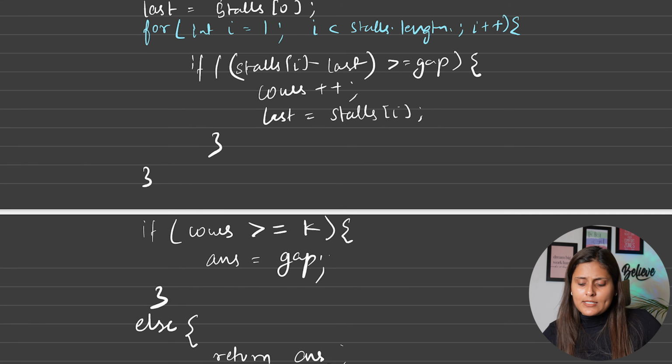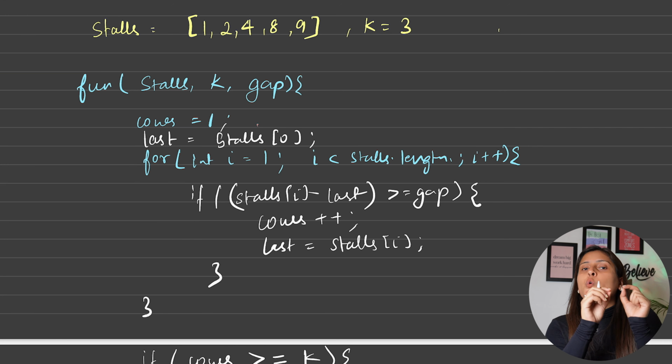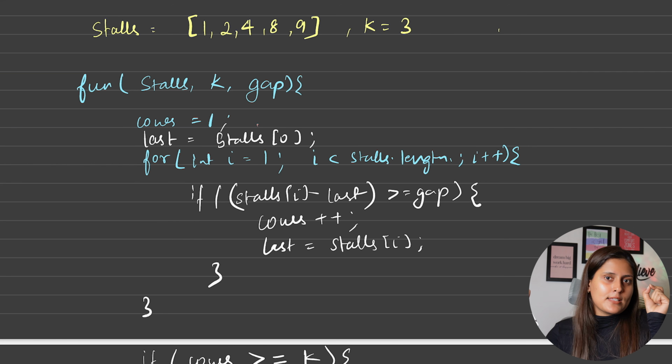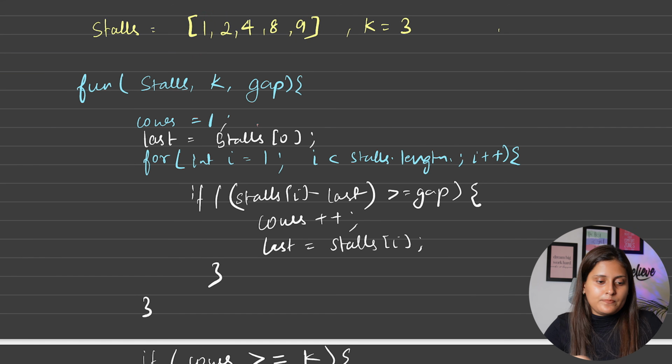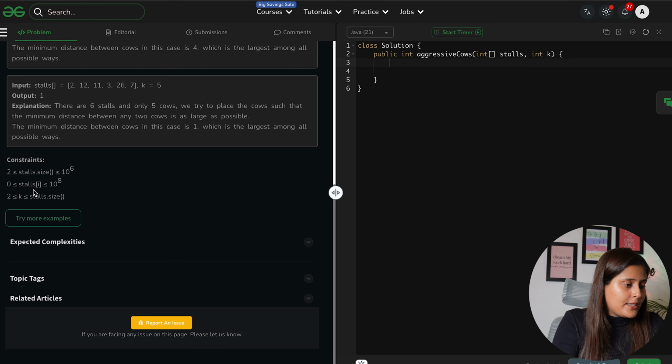So what will be the time complexity? First we are running the for loop from 1 to the higher side, and that higher side is nothing but, you remember, stalls of last element minus stalls of first element. And what will be the maximum element? If you see in the constraint, it says stalls of i can be 10 power 8.